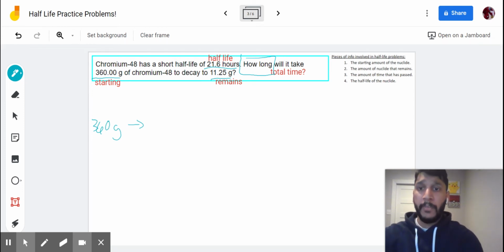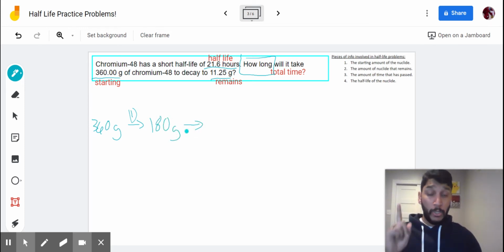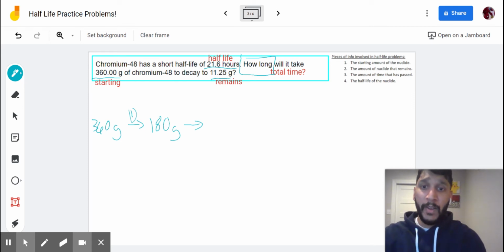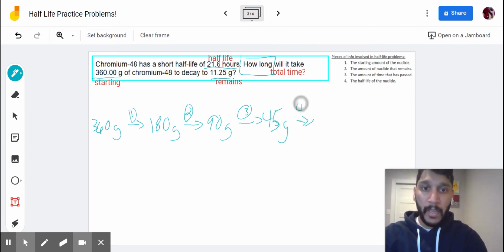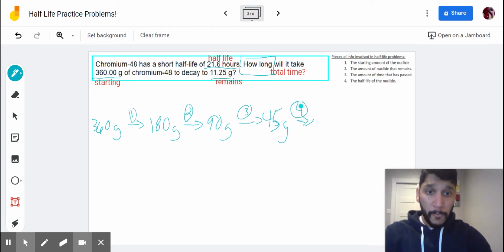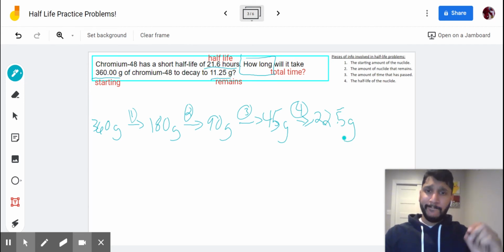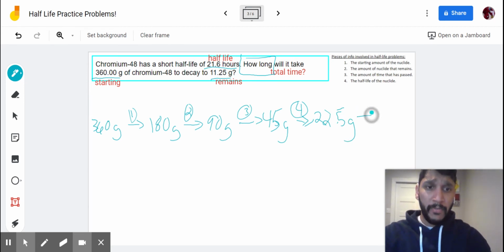So after one half-life, we take 360 divided by 2, cutting it in half, and we're left with 180 grams. That's pretty far from 11.25, so we've got to go through a second half-life. Cutting in half, we're left with 90 grams. That's not 11.25, we've got to keep going. 45 grams. Oh, we've got to go through another one, a fourth half-life. So 45 divided by 2 is 22.5 grams. That's still not there, so we've got to go through a fifth half-life.